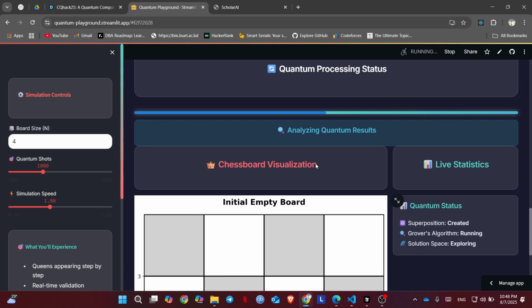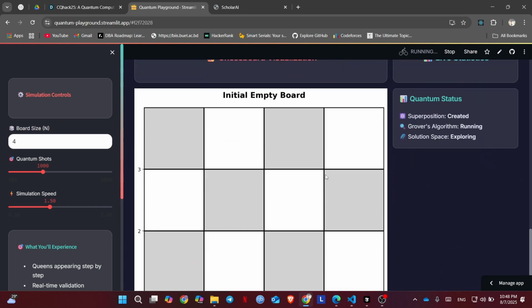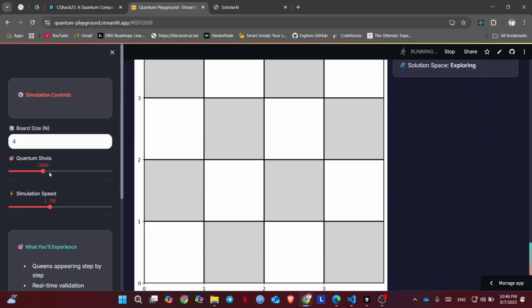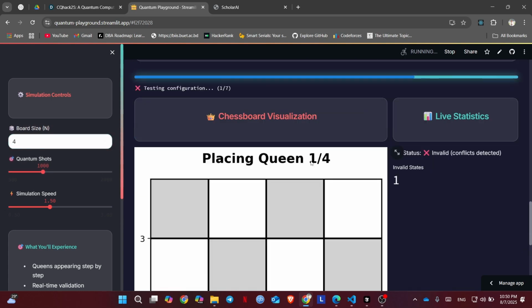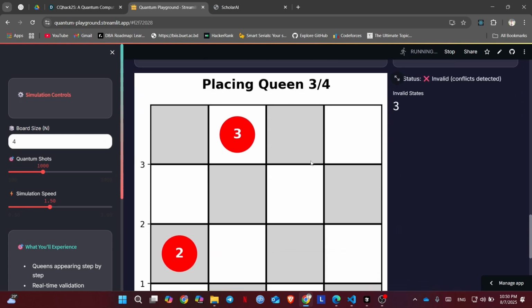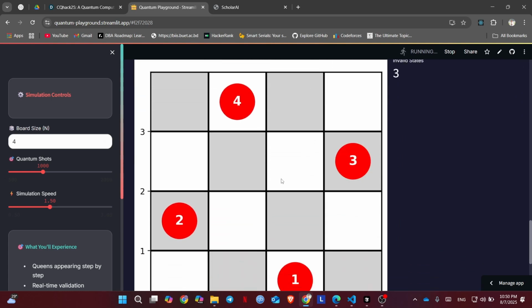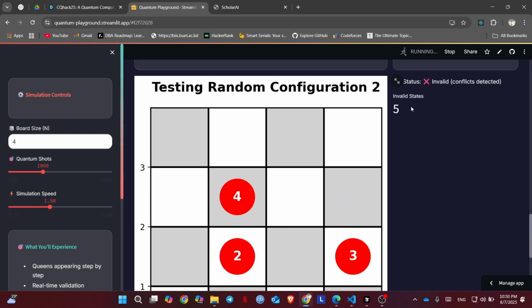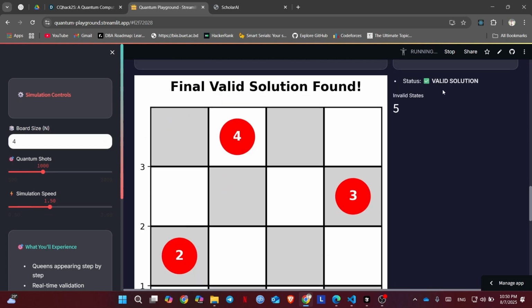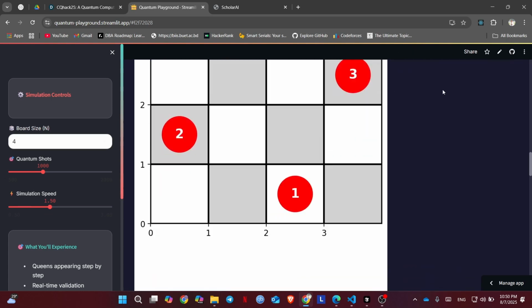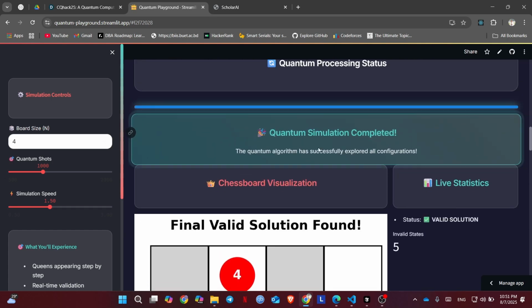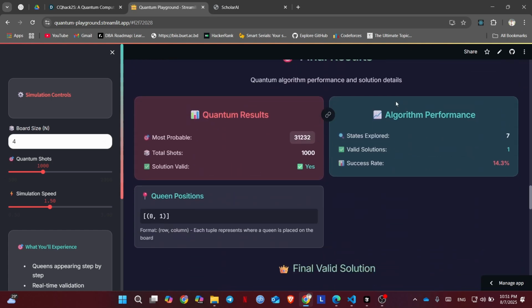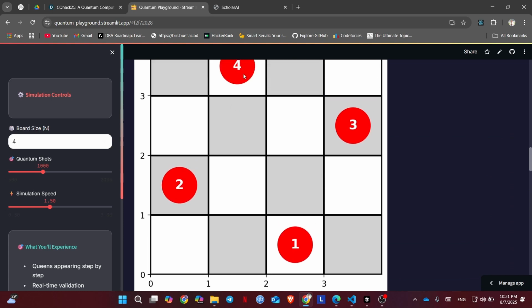Initially the board is empty and our quantum algorithm is running. We have chosen quantum shots 1000, and here you'll be able to see the simulations, and the number of queens is 4. Right here, you can see that after finding some solutions, the simulation is going on. And here it says whether it is a valid or invalid state, and the final solution will be provided. So yes, the simulation is complete, and we can see the final result here. And this is a valid state.